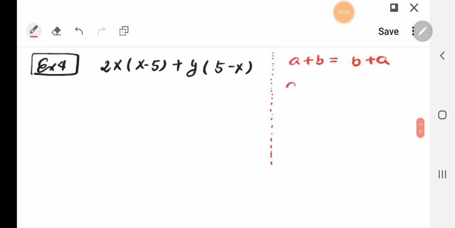But if we have a minus, then can we switch a and b so it becomes b minus a? No, this is not right. But we can make it the same by doing this. If you switch a and b so it is b minus a, then you can put the negative sign outside. Then this is true. So a minus b, if you switch b and a so it becomes b minus a, then put parentheses and put the negative sign outside.